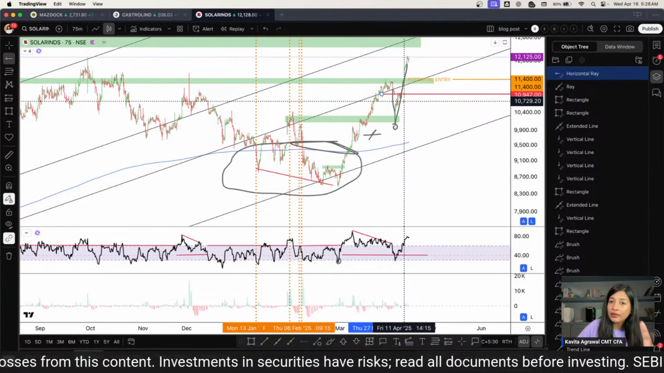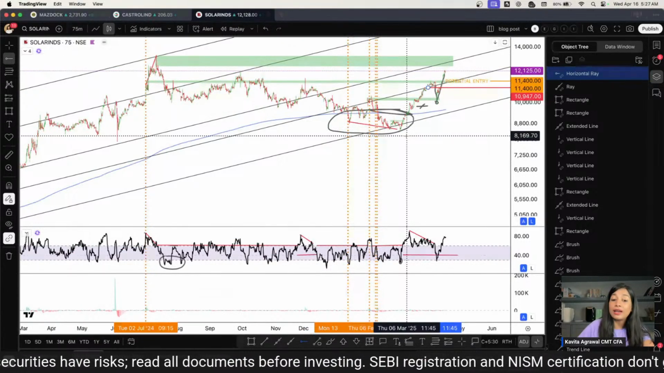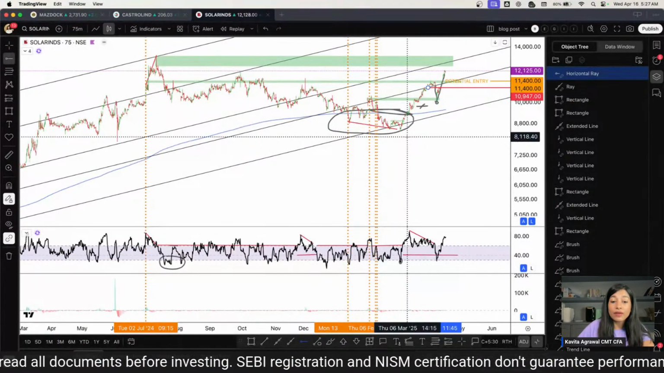Okay, so for every trade setup that we identify, we also need to identify the point of its invalidation so that we can save our capital.